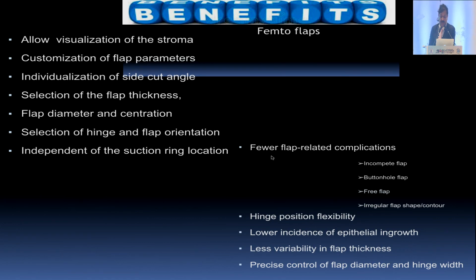Now, when you are talking of the microkeratome vis-a-vis the femto, there are fewer flap-related complications, as in what we normally see in a microkeratome. A lot of chances of incomplete flap. You can have buttonholes, free flaps, irregular flaps, and the hinge position flexibility is one very important thing. And this ultimately boils down to fewer chances of epithelial ingrowth.